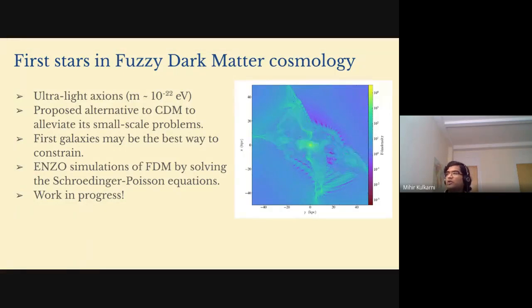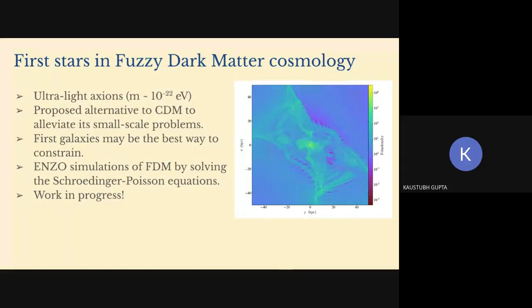So I've been working on when would population 3 stars form in such alternatives to the standard cold dark matter. Is there some alternate way to constrain the first populations? The first stars, so that we can check the cosmological models as well.